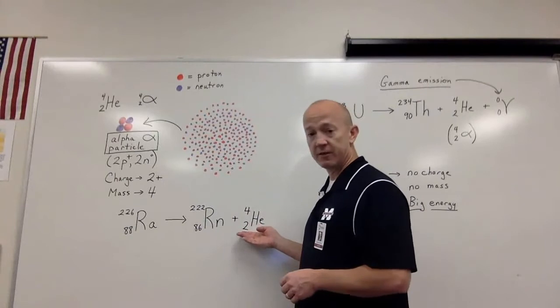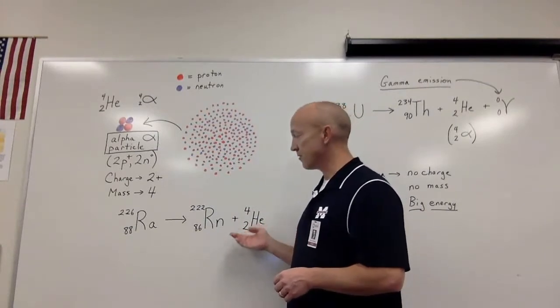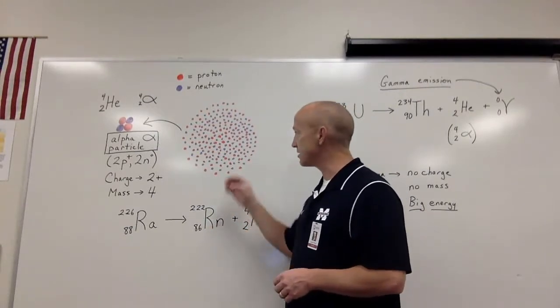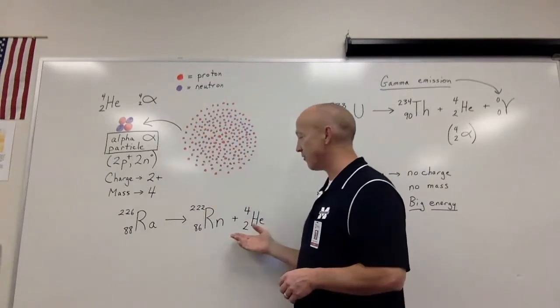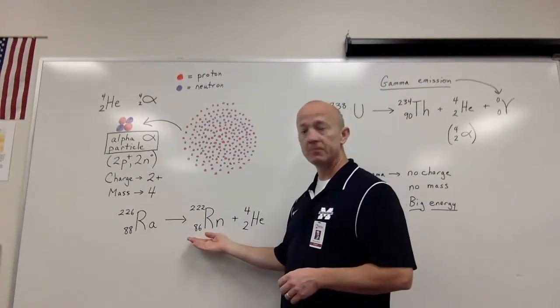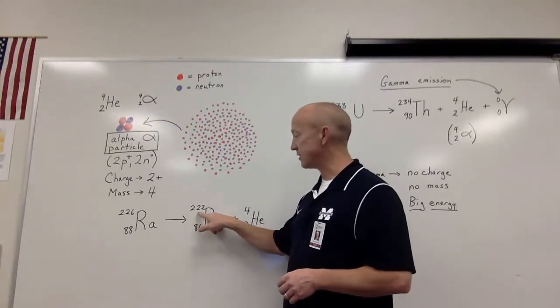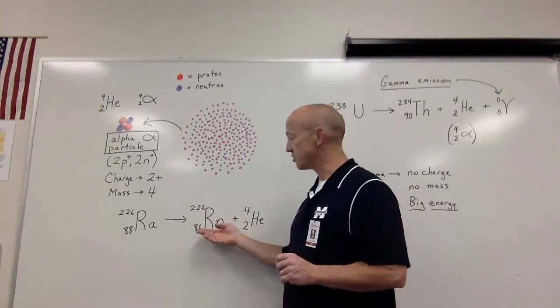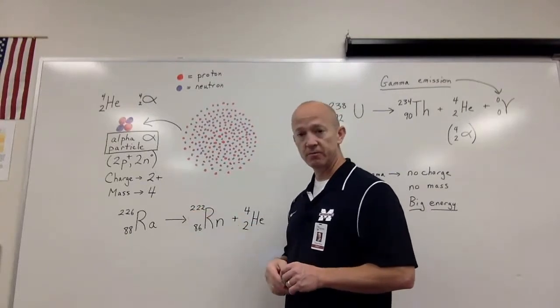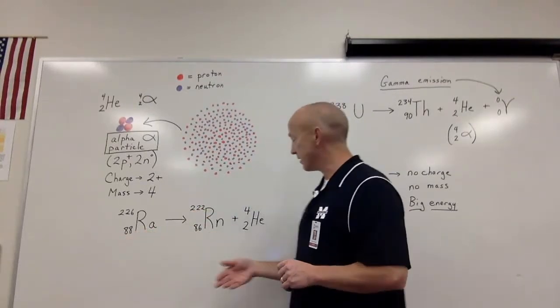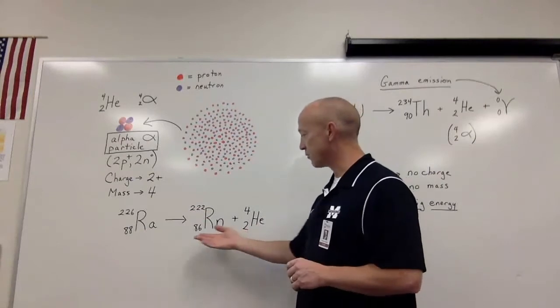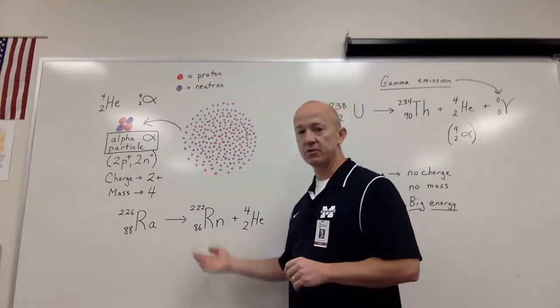So that's one of the products in this. The other is what's left. In this case, once it spits out that alpha particle, what's left is a nucleus that has 86 protons and a total mass of 222. So this is radon-222. So we have radium-226 that undergoes alpha decay to produce radon-222.